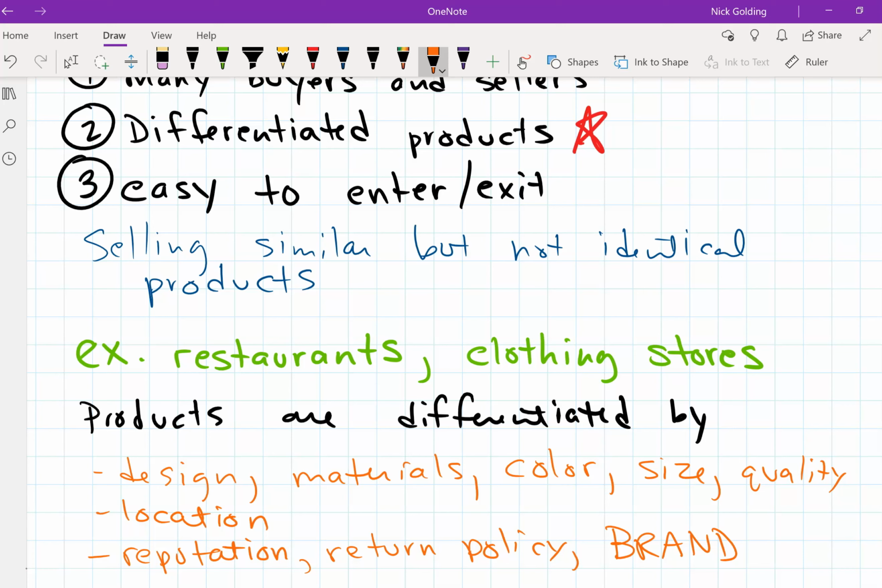What we're going to come back to in the next video is that because of these differentiated products, each of these firms is not going to be a price taker. They're actually going to have their own individual perceived demand for their products. So we'll come back in the next video and talk about that.